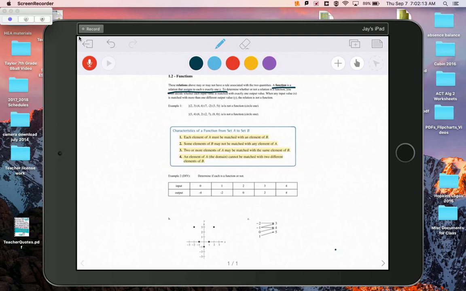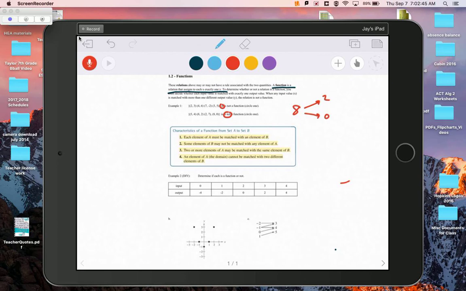Very important. So in that first example, if you look at them, just kind of scan them and see if you think each one is a function. The first one is a function. The second one is not. And the reason why the second one is not is there's this 8, and as an input is being mapped or sent to 2 and 0.